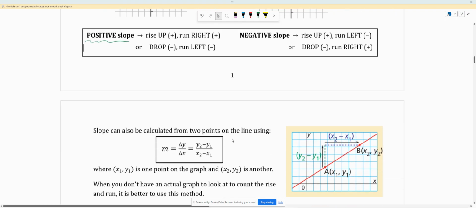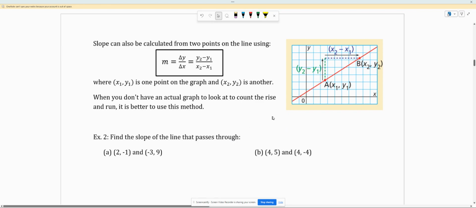between 2 points. Okay, slope can be calculated from 2 points on a line using this. So this is really handy when we don't actually have a graph, but this little picture shows us what's actually happening. We can figure out our slope again, which is the change in y, the rise. Okay, so this is our rise right here. So we can take one y value and subtract it to find the rise, the difference.